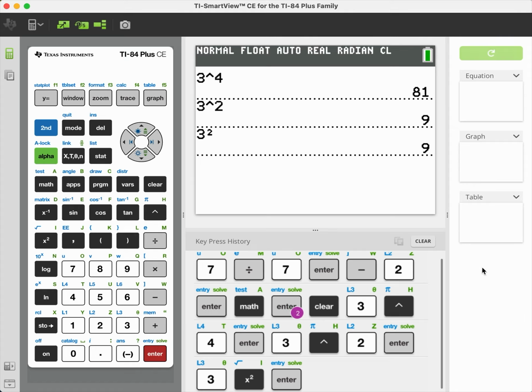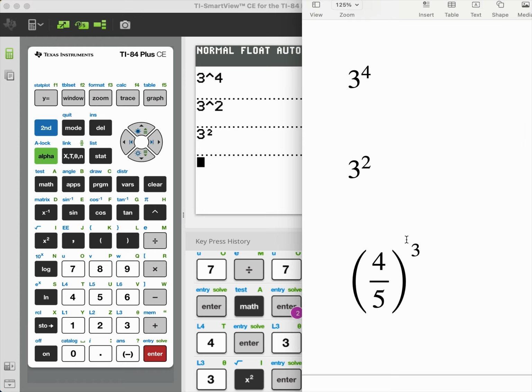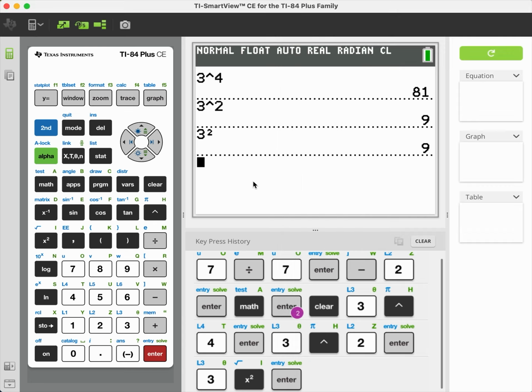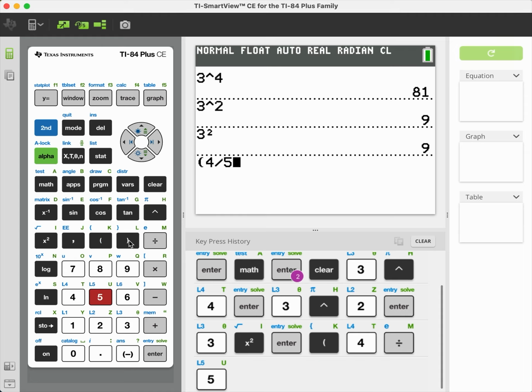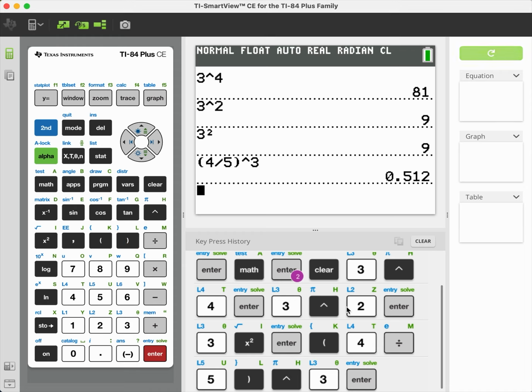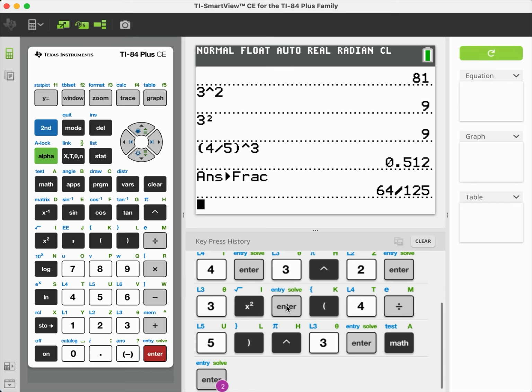If you want to raise a fraction to an exponent, something like 4/5, what do you suppose you're going to need? Parentheses. So let's start with a start parenthesis. 4 divided by 5 raised to the 3rd power. And I want the answer back as a fraction. Math, enter, enter. 64/125. That makes sense. 4 to the 3rd is 64. 5 to the 3rd power is 125.